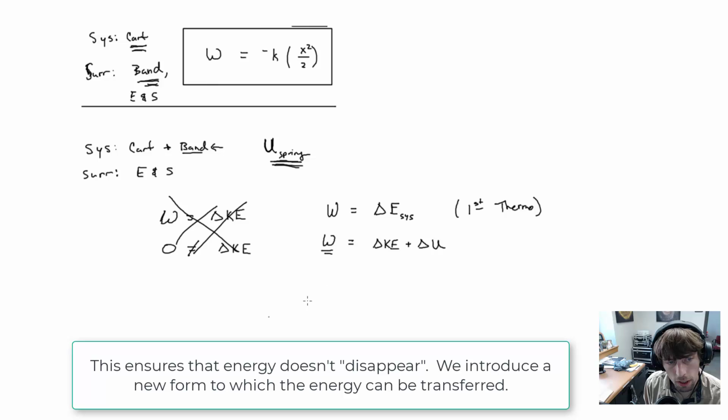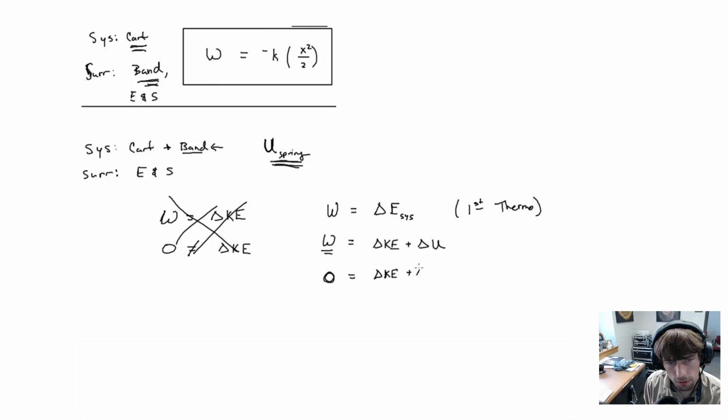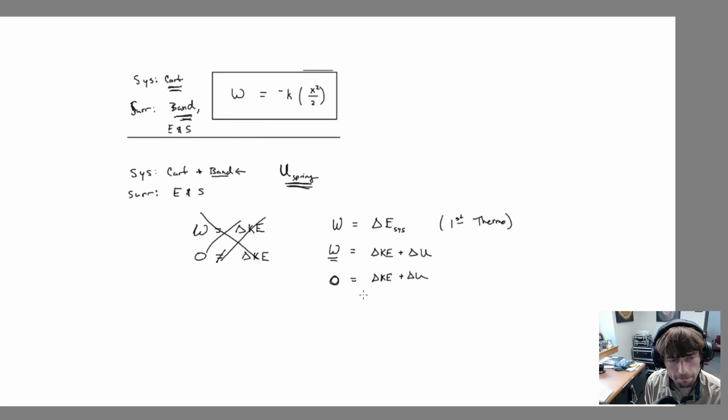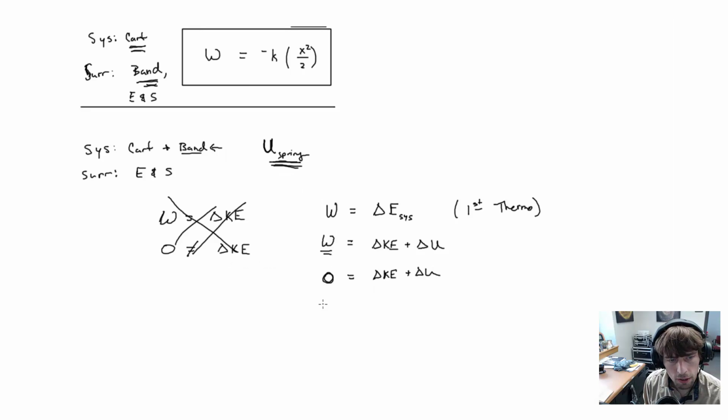Now we see that W is equal to 0. This must equal the change in kinetic energy plus the change in potential energy. There we go. And all I'm going to do is move this to the other side. So I have our change in kinetic energy is equal to a negative change in potential energy. And don't forget, this is the change in the kinetic energy of the cart. Good?